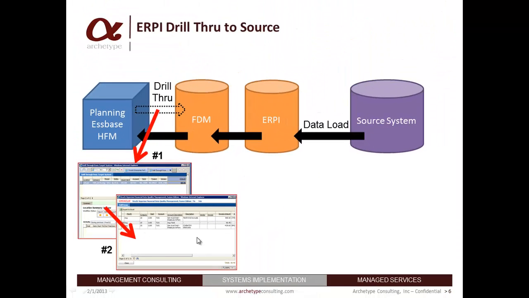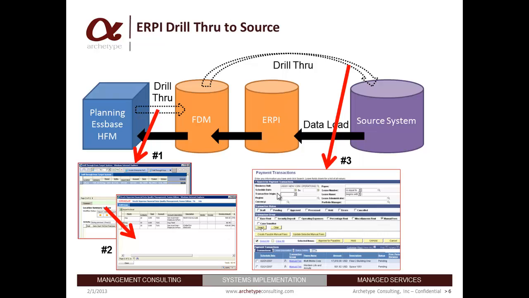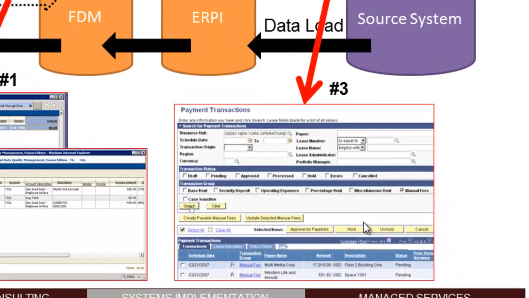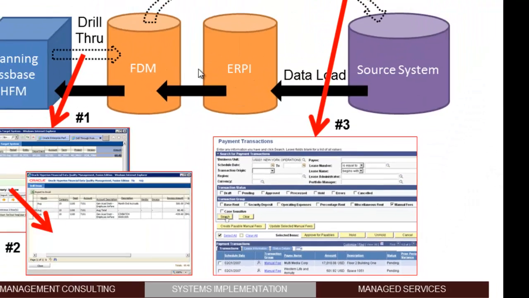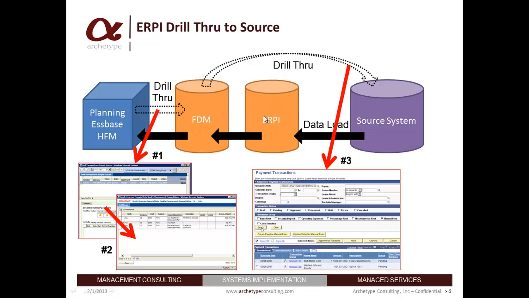So this small screen number 2 represents the data that's imported into FDM. And then if you go from there, you can open up the source system and get back into something like PeopleSoft or EBS. You see a screenshot over here. If you were to cut FDM out of the middle here, you would just go straight from planning through ERPI to the source system. So you would cut out these two steps over here. You essentially go from planning to ERPI to your source. That's how the drill through works.